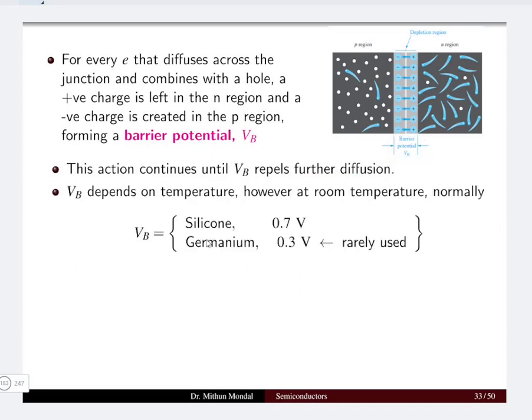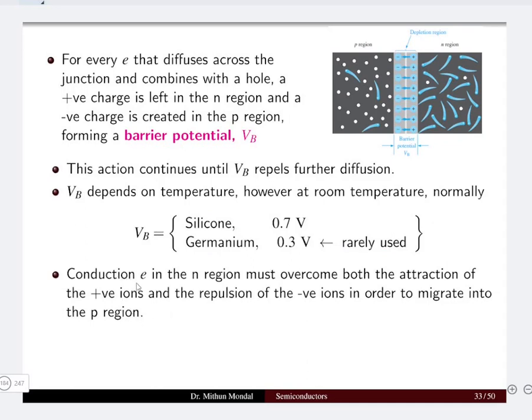Now we have seen that the two important semiconductor materials are silicon and germanium, and at room temperature the barrier potential will be equal to 0.7 volt for silicon and 0.3 volt for germanium. But germanium is rarely used. We often use silicon as the semiconductor material, and the reason we have discussed in the previous lectures.